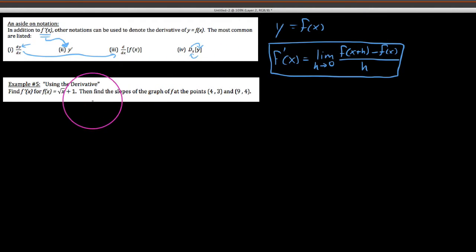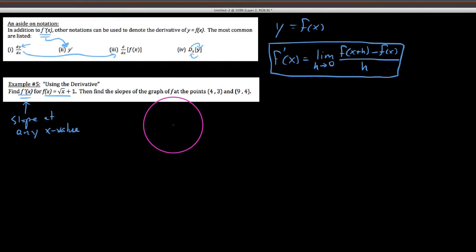Okay, so in this example, we're going to find f prime of x. In other words, find the slope at any x value for this graph. We have a function here of f of x. Then I want to use that slope function, the derivative, to find the slope of the graph at (4, 3) and (9, 4), for instance.